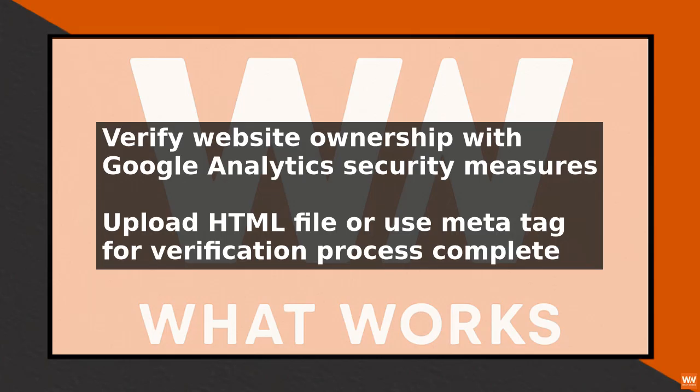In conclusion, migrating to Google Analytics Tracking ID is a straightforward process that requires creating a Google Analytics account, setting up a property, installing the tracking code, verifying website ownership, and setting up goals and events. By following these steps, you can start tracking and analyzing your online presence effectively and make data-driven decisions to improve your business.